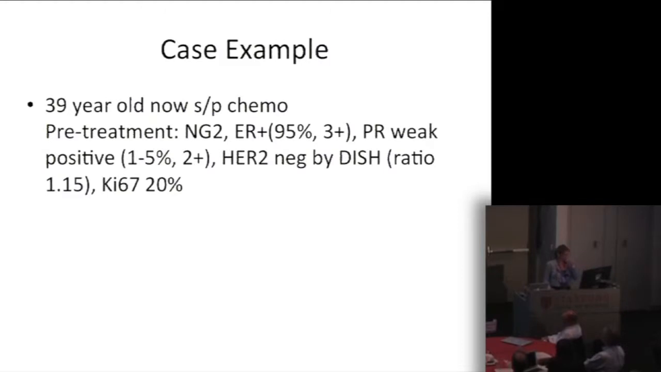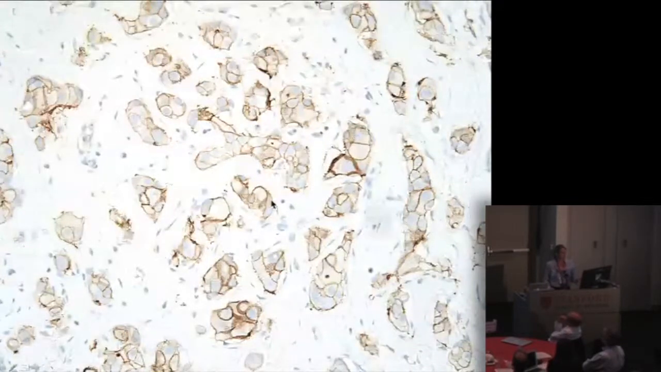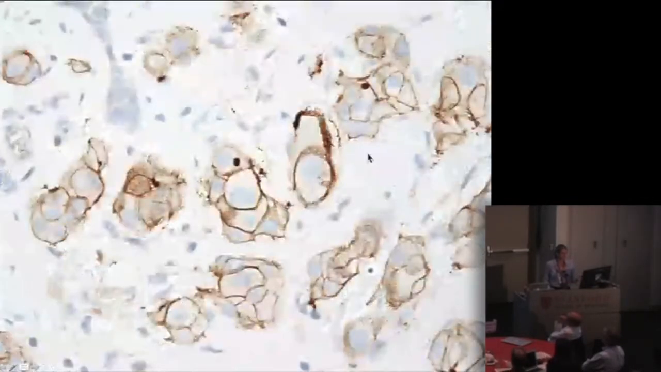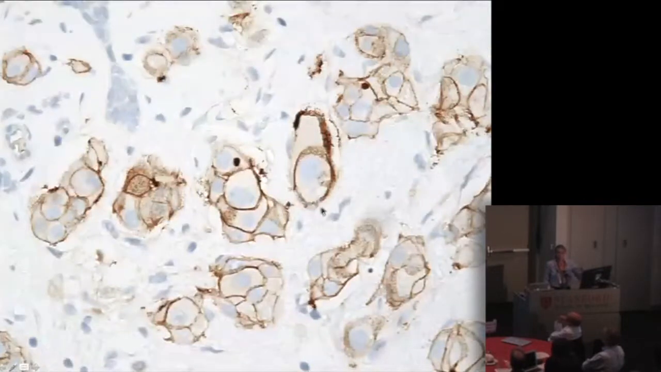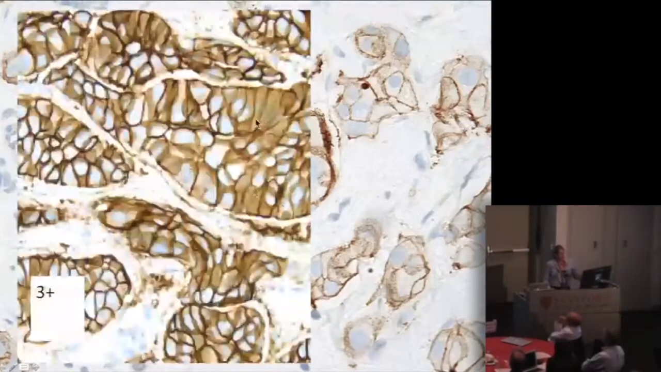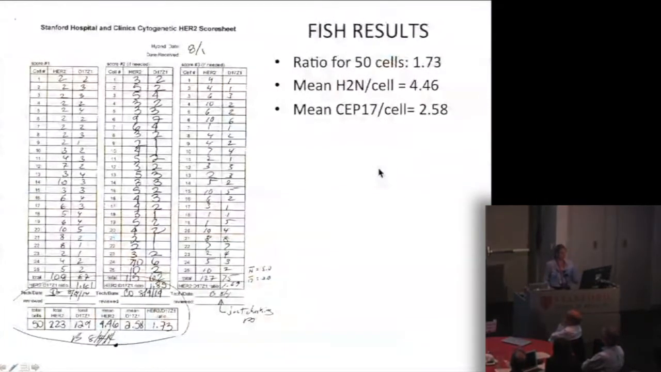Here's an example of a 39-year-old patient who had chemotherapy pre-surgery. She had an ER-positive cancer that was HER2 negative by one of the in situ techniques. And after treatment, she had a lot of residual disease. And so we retested her residual cancer. This is by immunohistochemistry. This is sort of a borderline high 2+ result. By immunohistochemistry, this is just to show you in contrast a nice 3+ result. So kind of on the high end of protein expression, but not a true positive.